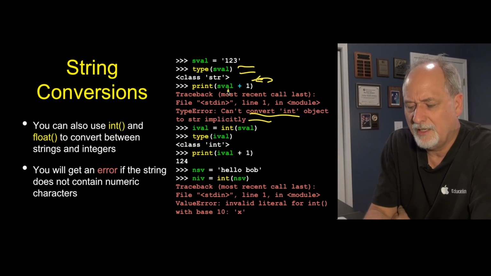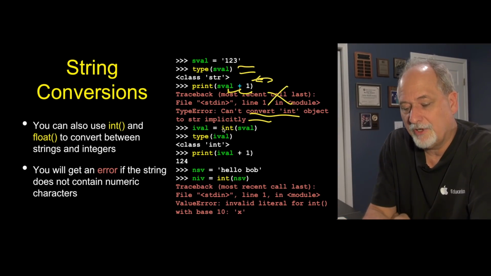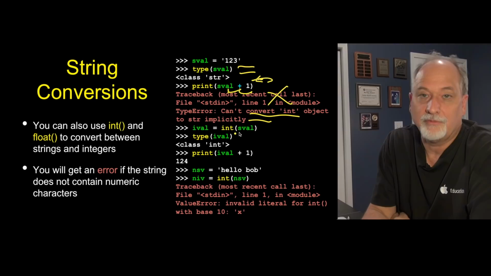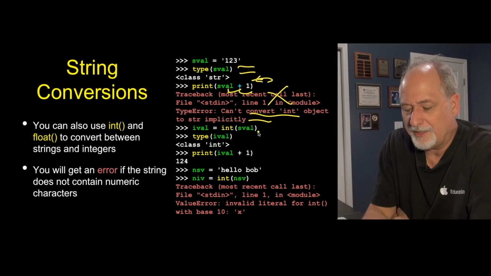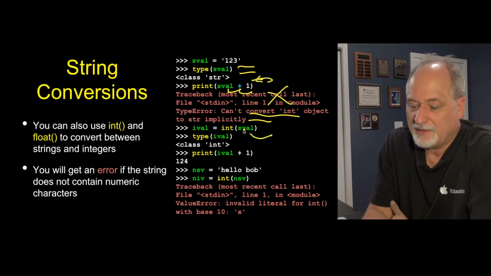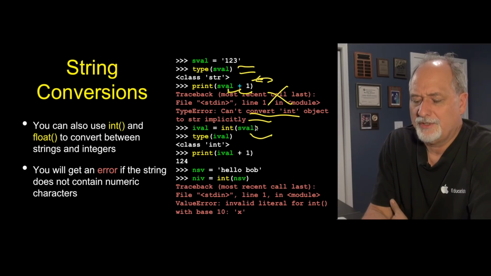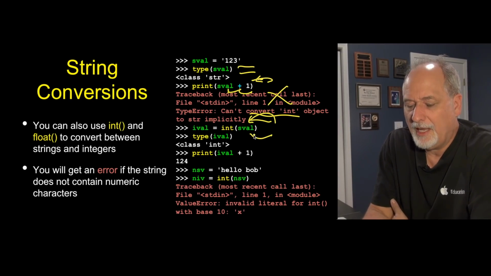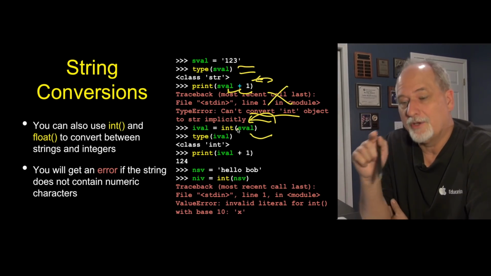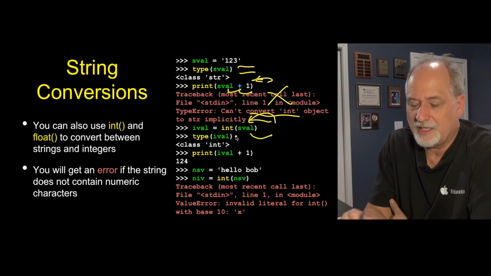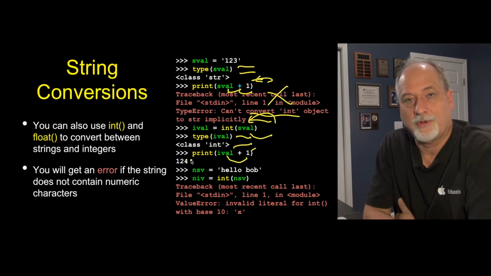Because this is a string, it looks to both sides: string plus an integer, not good. But we can convert this. We can call the int function, which is like the float function, and pass a string in. So it says, hey, take this and turn it into an integer. Take the input of sval, which is the string 1, 2, 3, and give me back an integer representation of that, which is going to be 123. We say, what kind of thing do we get back? We got back an integer. We can now add 1 to it and get 124.